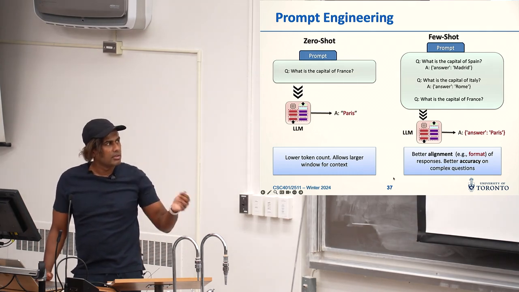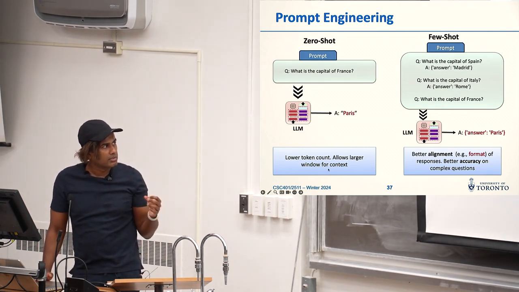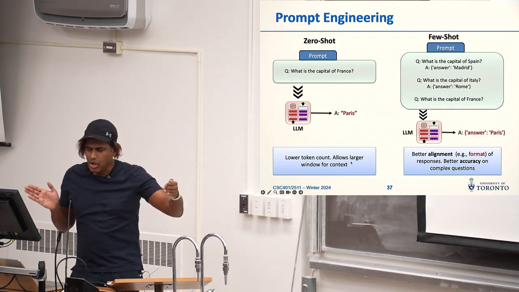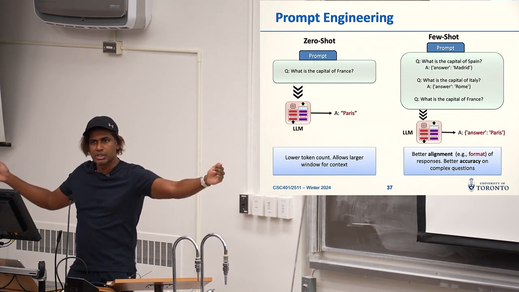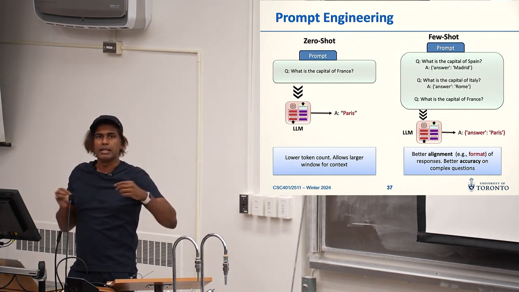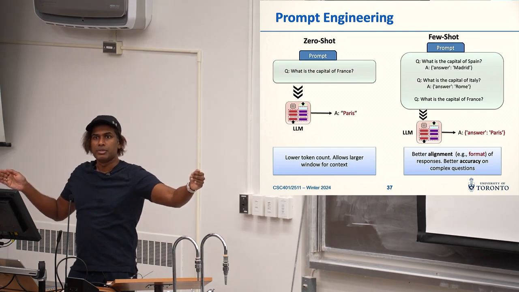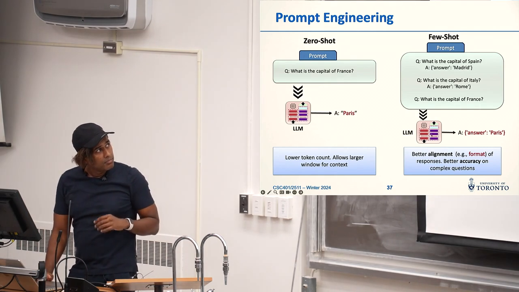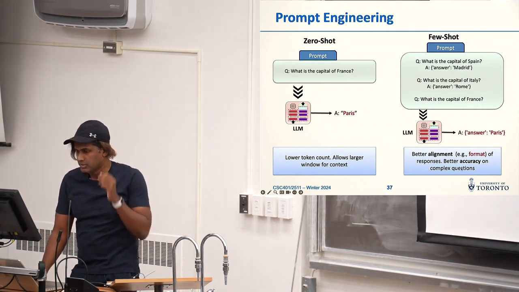So one advantage is, zero shot is simpler, with a lower token count. It allows a larger window for context. This is becoming more and more irrelevant because newer LLMs have very large context sizes. But at the beginning, there was a limit on the amount of input size that you can prompt the language models with. With few shot, there's better alignment to your responses and better accuracy on complex questions.